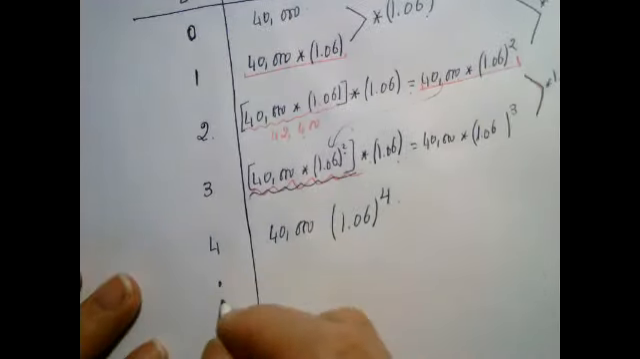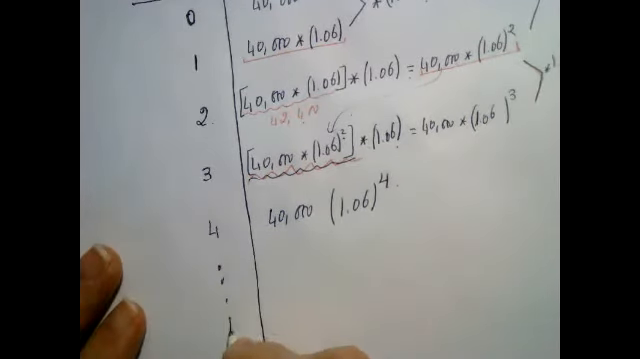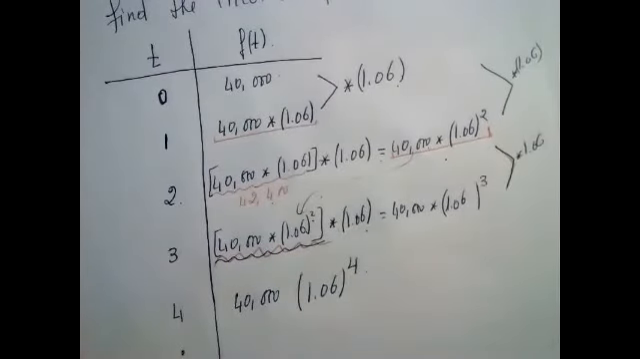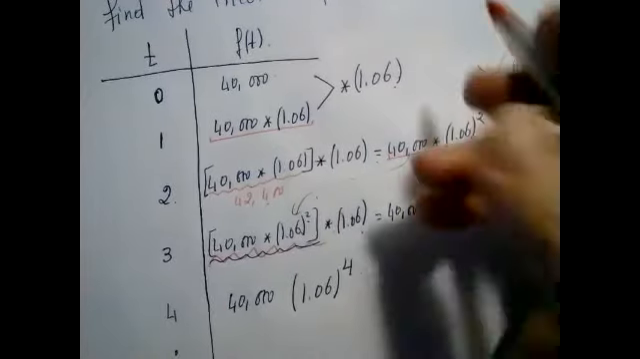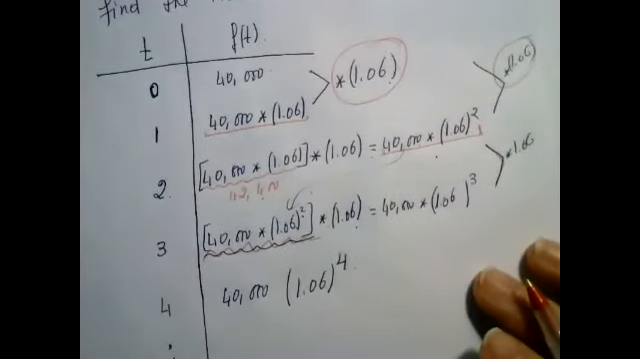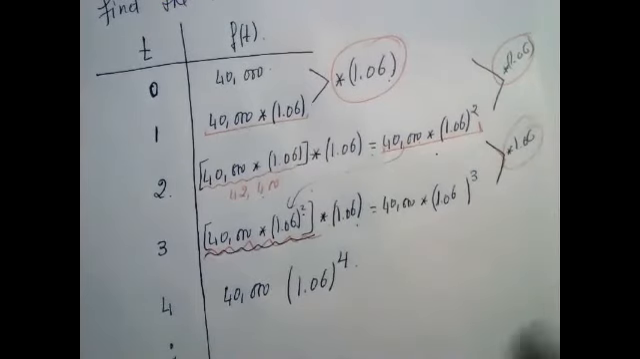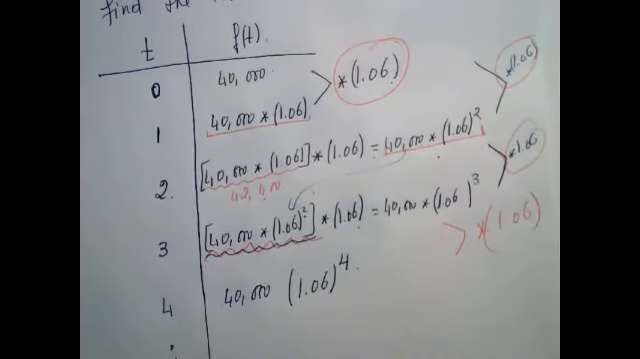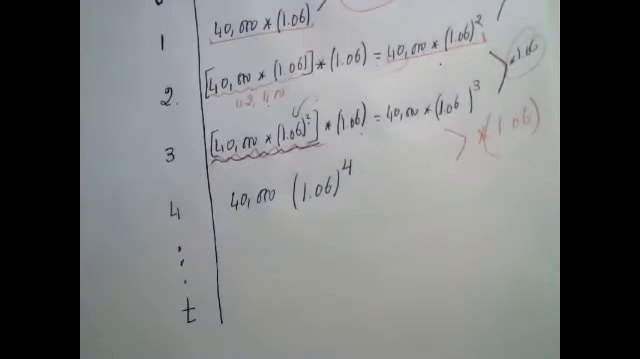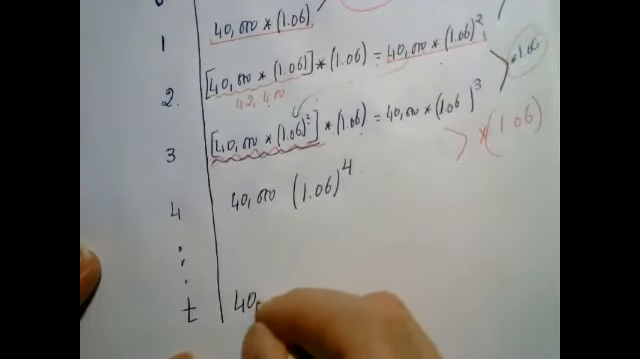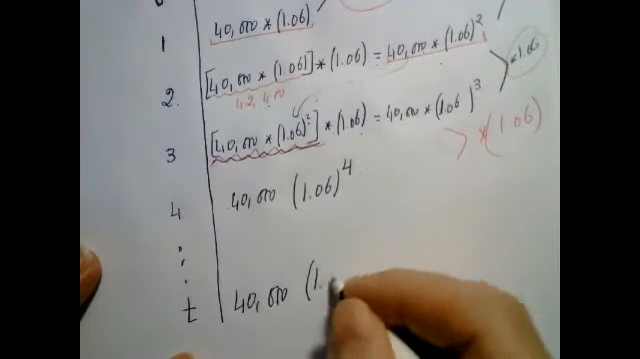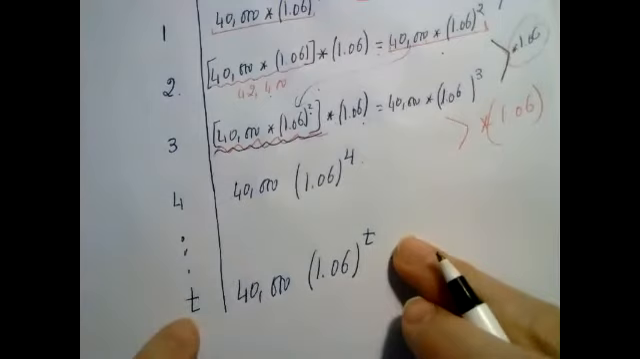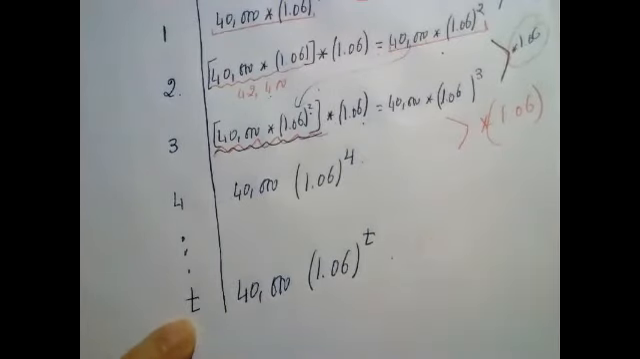So in general, what's going to be the rule? Every year, from 1 year to another, his income is multiplied by 1.06, multiplied by 1.06, multiplied by 1.06. That's what we do every time. So the formula after t years is going to be 40,000 times 1.06 to the power t. And that's really where the exponential is coming from.